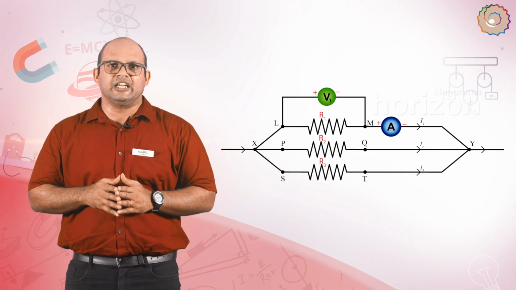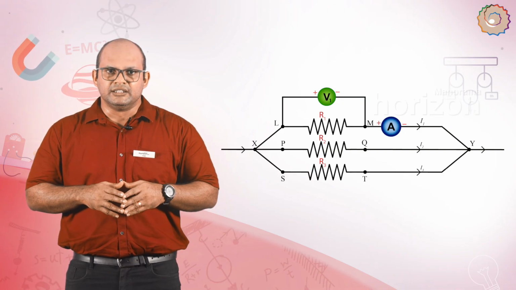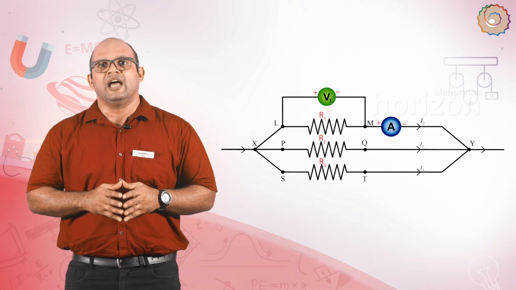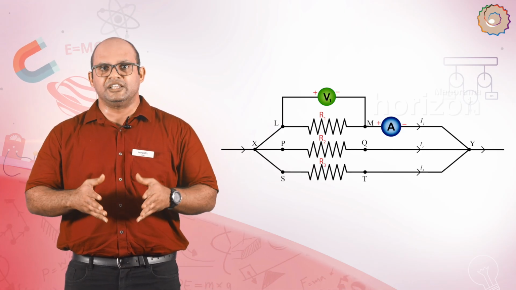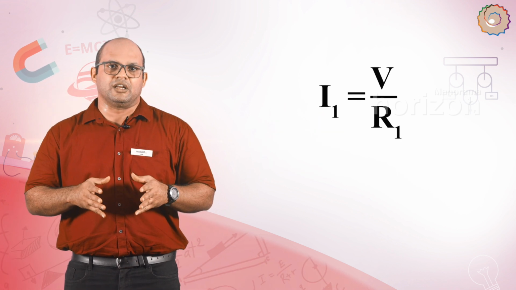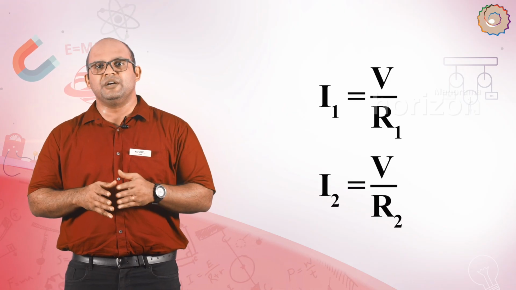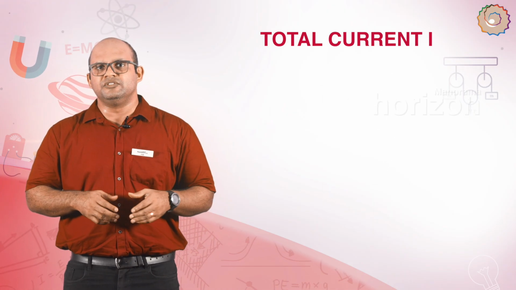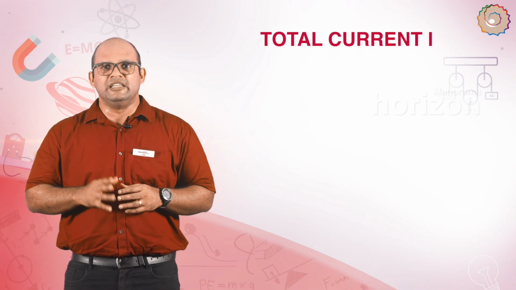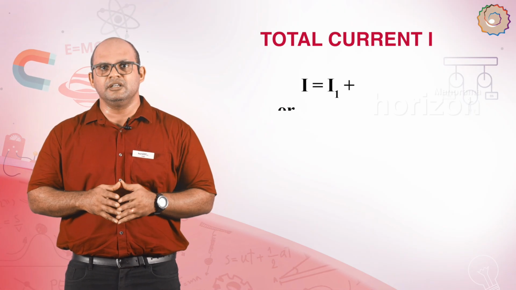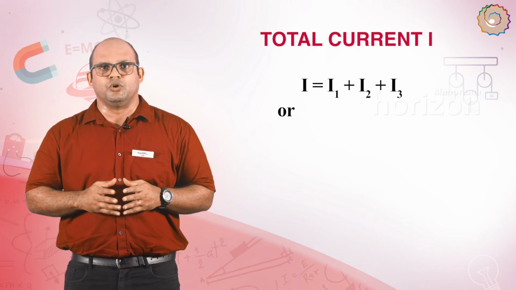At the common connection point on the left, the current splits into three values, then recombines at the common connection point on the right. Thus, the current in each resistor can be given as I1 is equal to V upon R1, I2 is equal to V upon R2 and so on. Now, the sum of all of these currents can be modeled as being equal to I, or I is equal to I1 plus I2 and so on.